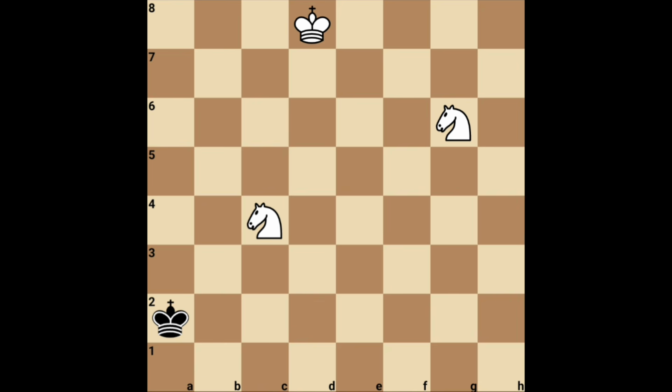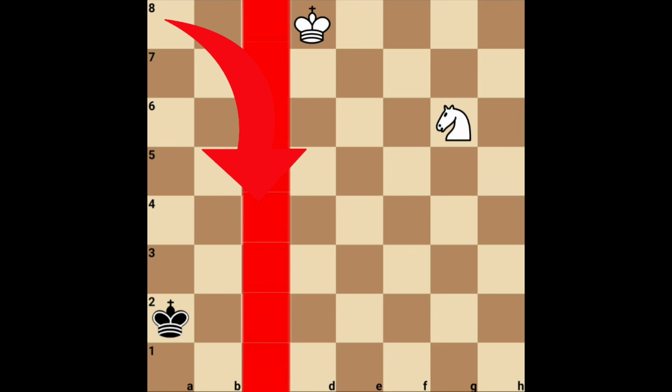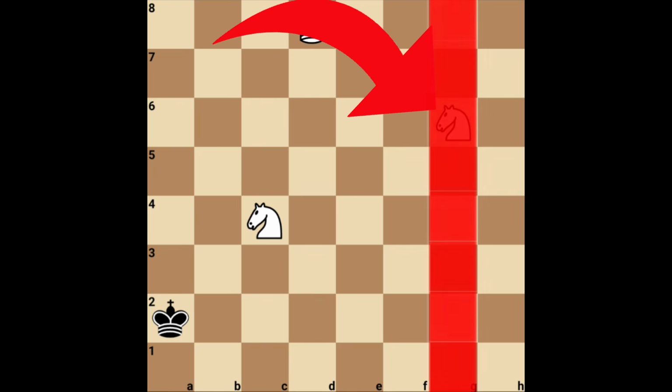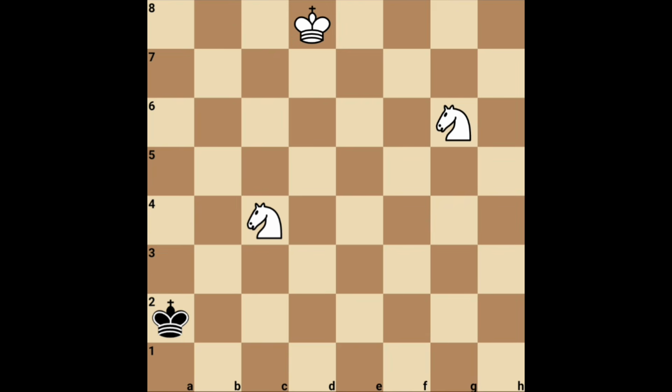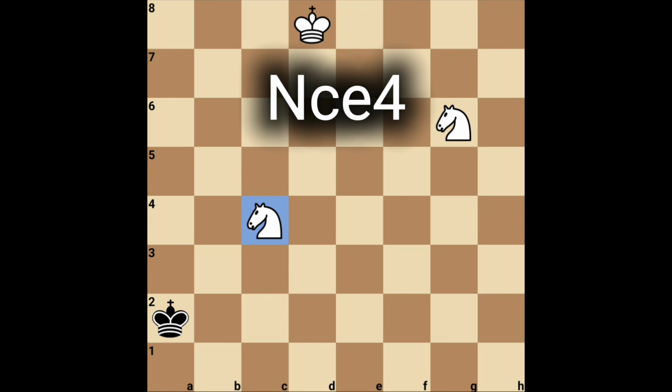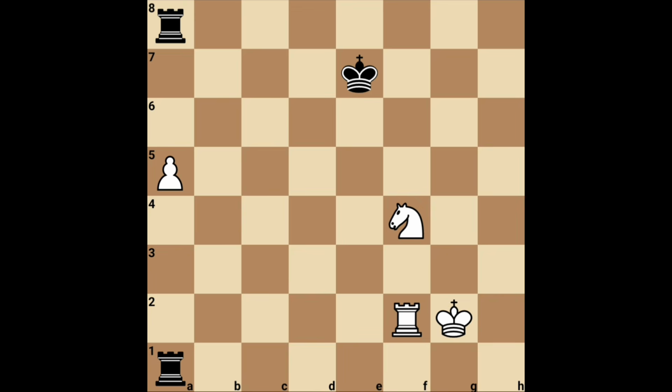See the examples. Example 1. In this case, both knights are on different files. This knight is on the C file, and this knight is on the G file. Therefore, we use their originating file to know which is which, like NCE4, which signifies the knight on the C file moving to E4.